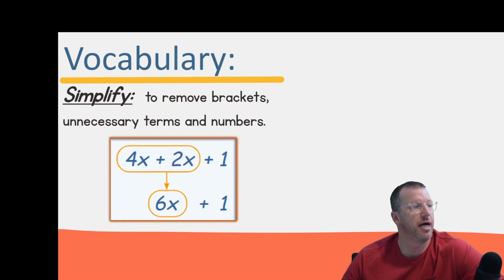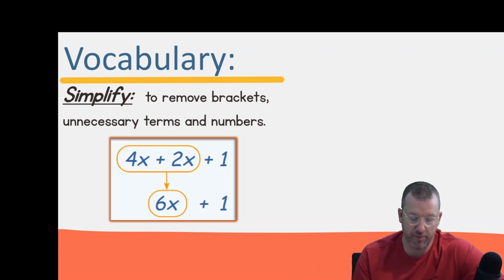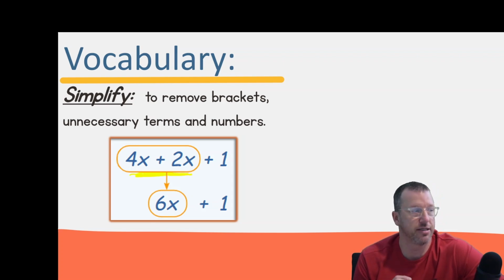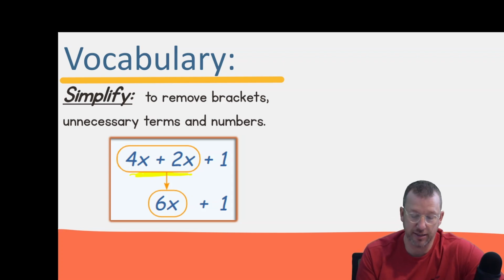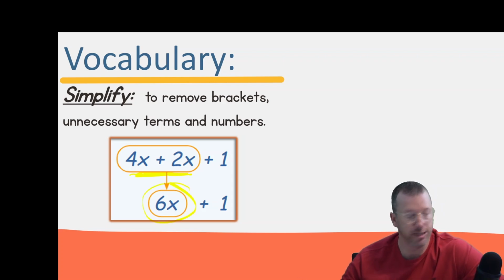What does simplify mean? Well, it just means to remove brackets or unnecessary terms and numbers to get an expression in simplest terms. So if you look at this example, we started with 4x plus 2x plus 1. Well, we have two terms that are the same. We have 4x and we have 2x. And so that's just making things complicated. So let's just go ahead and combine those. Let's take the 4x's and we also have 2x's and let's make it 6x. So that's what combining a term means, okay?